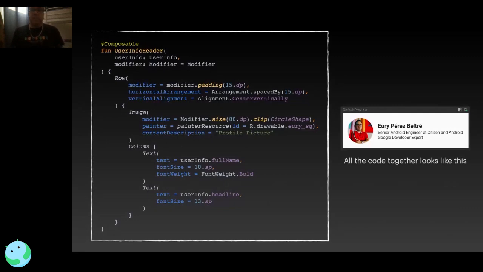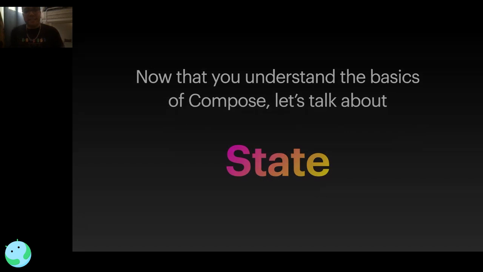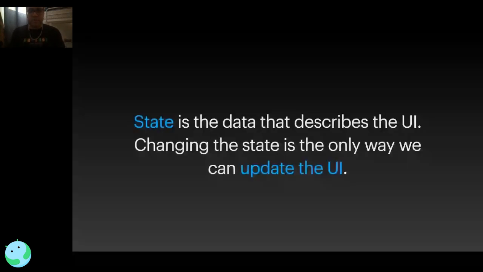So now that you understand the basics of Compose, let's talk about state. A state is the data that describes the UI, right? Changing the state is the only way we can update the UI. So in our previous example, we have a little signature or a little card showing a profile picture, the username, and some headline. That is a little class, right?